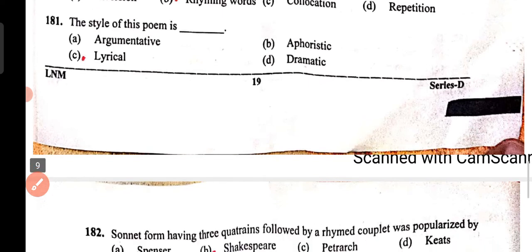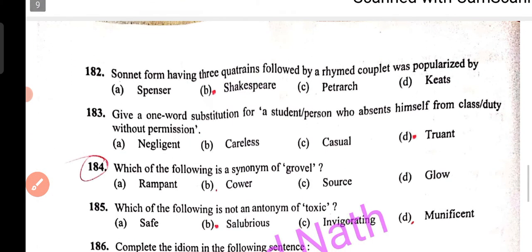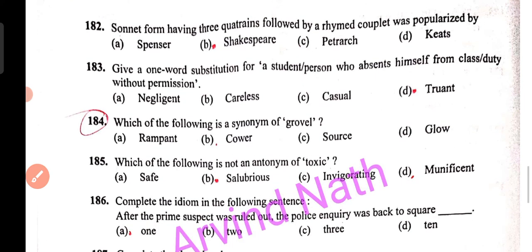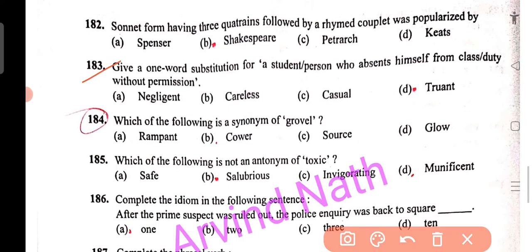Now the next, 182: the sonnet form having three quatrains followed by a rhymed couplet was popularized by Shakespeare. Option B will be the correct. Now 183, give one word substitution: a person who absents himself from class or duty without permission. Truant.